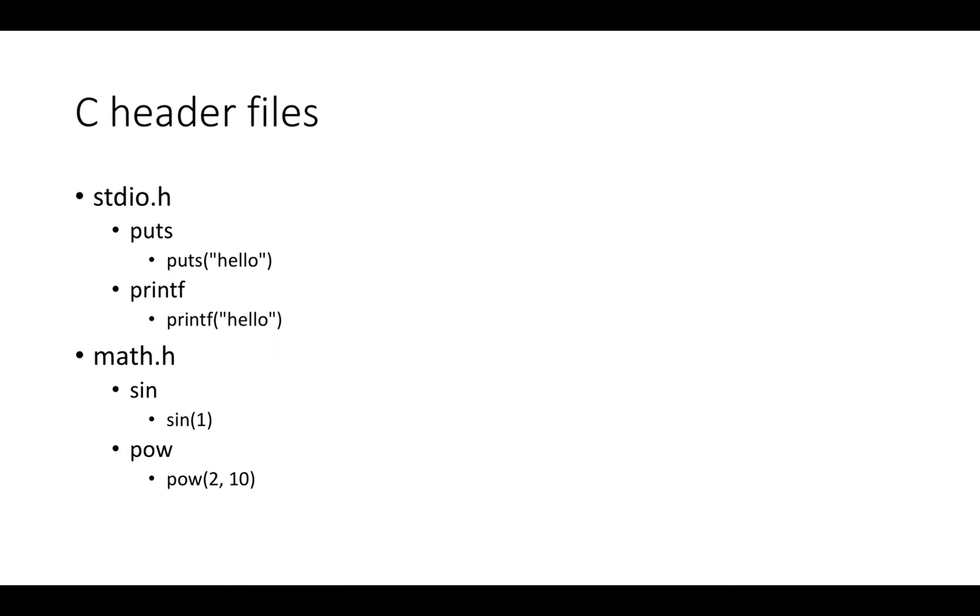But there's also a bunch of different header files. There's header files like math.h, which allow us to do sine and take a number to a power. So the sine would, of course, calculate the sine of the number 1, and the power would take 2 to the power of 10. So there's a bunch of different header files. We'll talk about them throughout the course of this class.